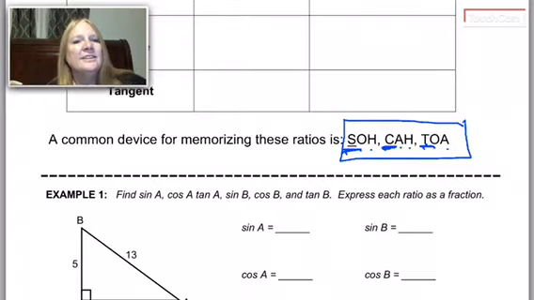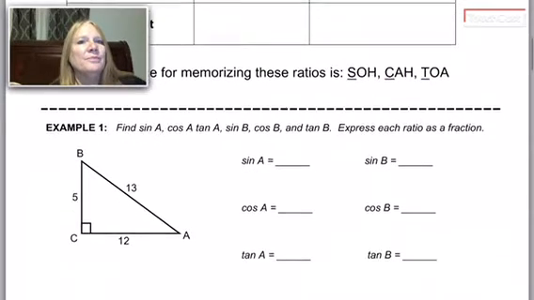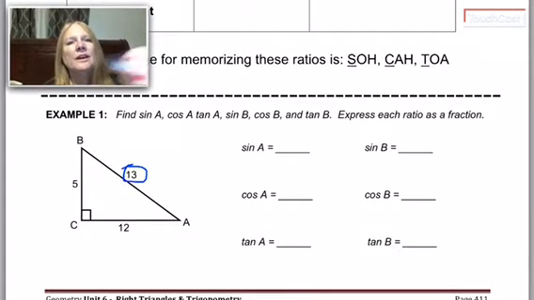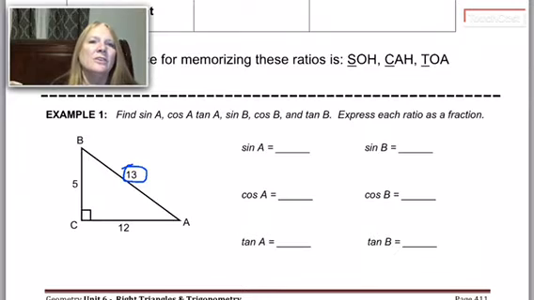Okay, now let's go to our first example. All right, this first example, they ask us to find the sine, cosine, tangent of A and sine, cosine, and tangent of B and express each ratio as a fraction. Okay, when we're looking at this triangle here, we have lengths of sides, and we have, again, A, B, and C. So one thing I would ask you to do is when you have one of these, mark your hypotenuse. Okay, 13 is the hypotenuse in that triangle. The reason I say mark that is because the hypotenuse never changes. It doesn't matter how we're looking at the triangle.